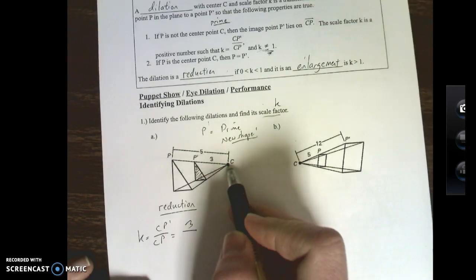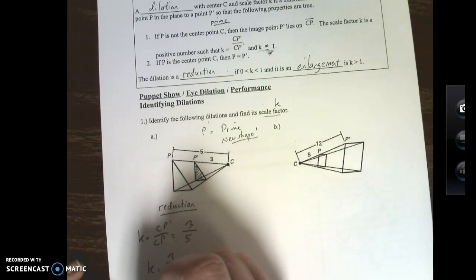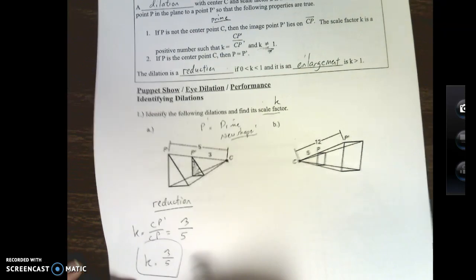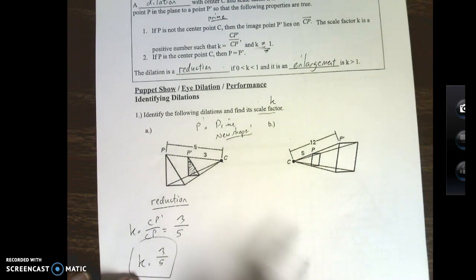And then you want to go from your focal point, your center point, all the way out. So that's the 5. Because my K is 3/5, that verifies that I have a reduction, because as long as that scale factor is less than 1, it's a reduction. Okay? So, very good. Now, this was a dilation with a triangle.